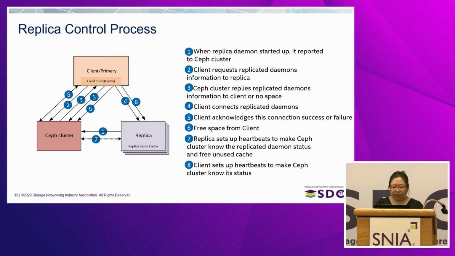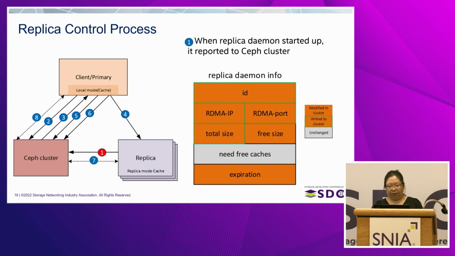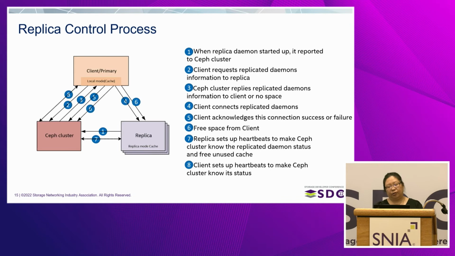And the sixth control is that when the client primary application shuts down or finishes work, it will free the caches from the replica. So it will tell the replica to free the cache you allocated for me.